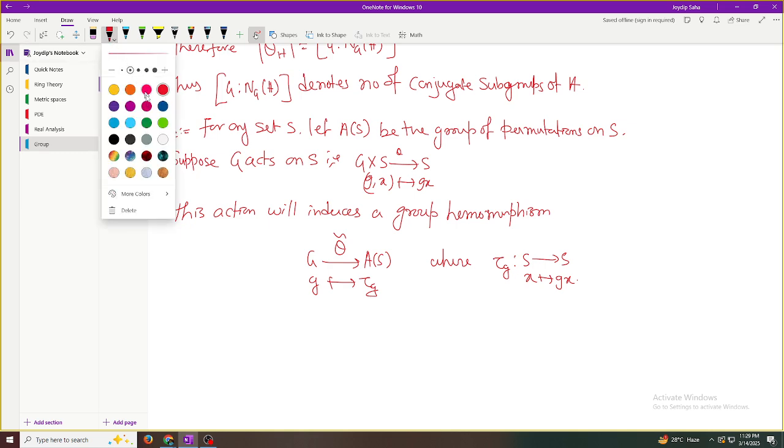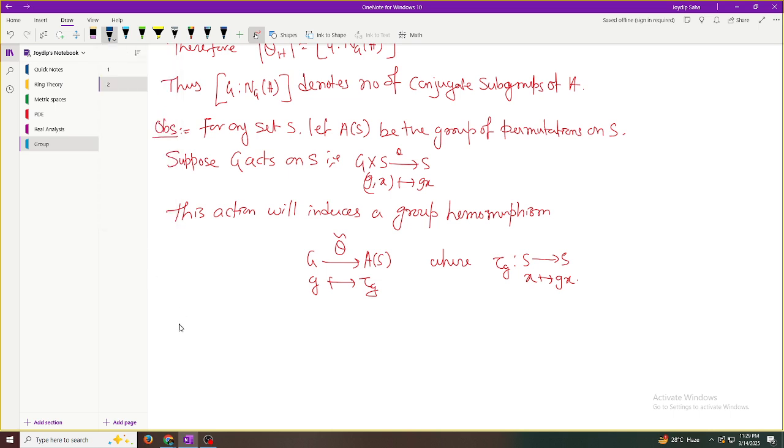And my question is, tell me a criterion where theta tilde is injective, so I can embed G as a subgroup of A_S. Tell me a group action where theta tilde is injective.